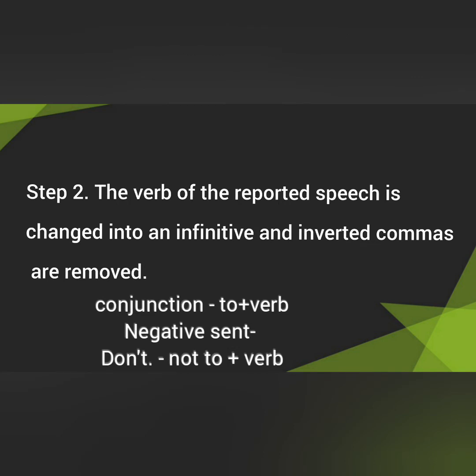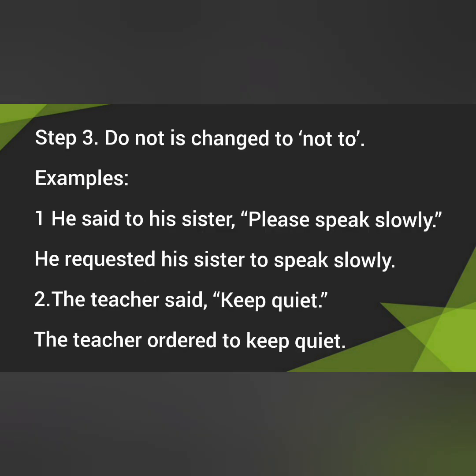The next step is that the verb of the reported speech is changed into an infinitive, that is, "to" plus verb form, and the inverted commas must be removed. The conjunction is "to". If it is a negative sentence, we have to use "not to". If the sentence is negative, "do not" is changed to "not to".